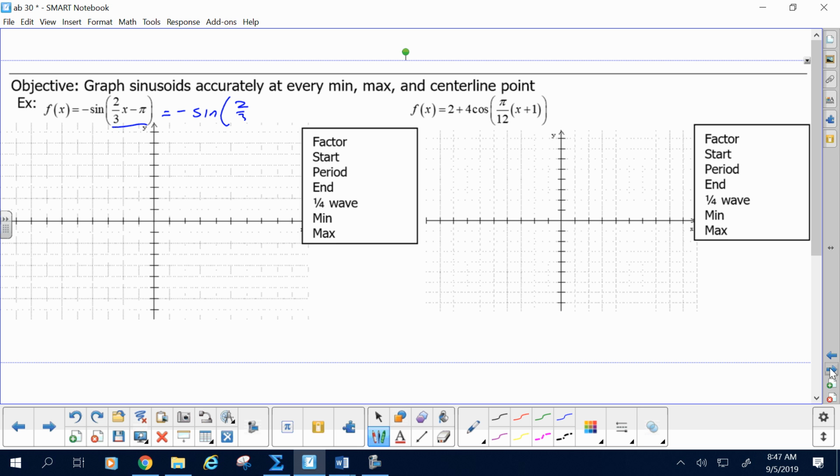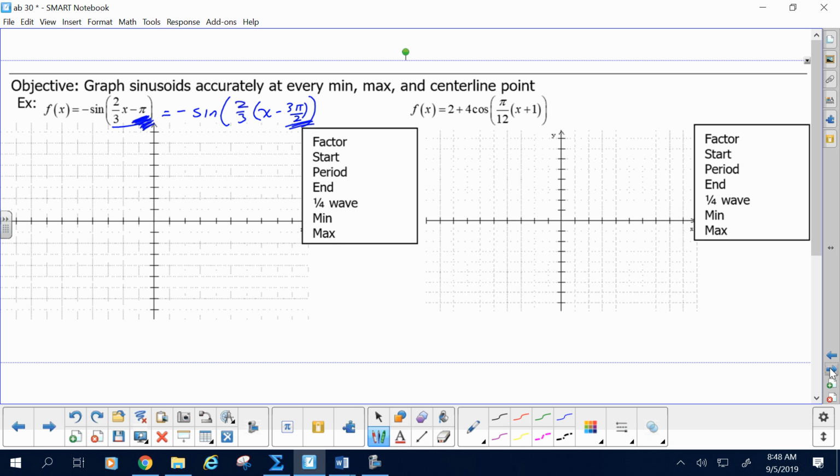If you factor out a 2/3, then what's left? X minus 3 pi over 2. You can always check and say, if I distributed, would I be back to where I was? Yeah. Okay, now it's crucial that you do that, because if you don't, look in here, what are you going to think the shift is? Pi. It's not pi. It's 3 pi over 2.